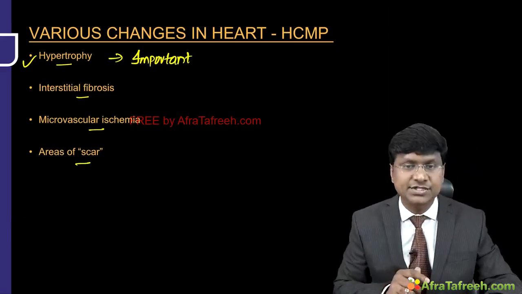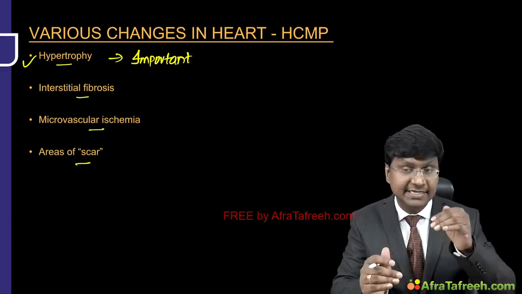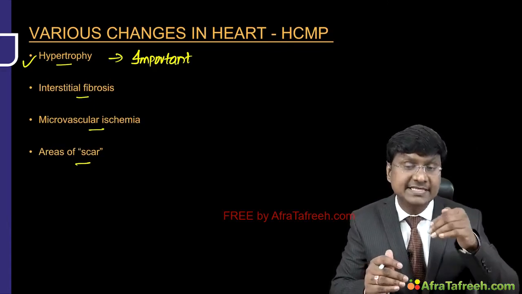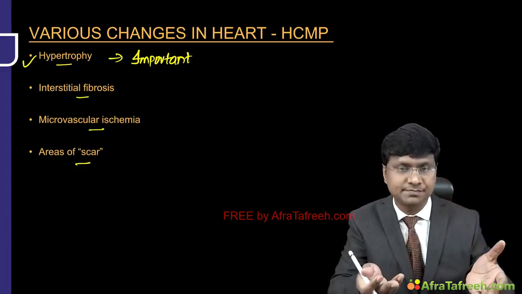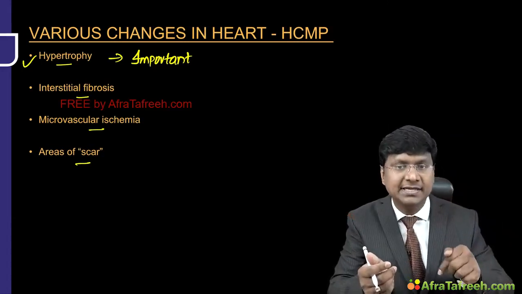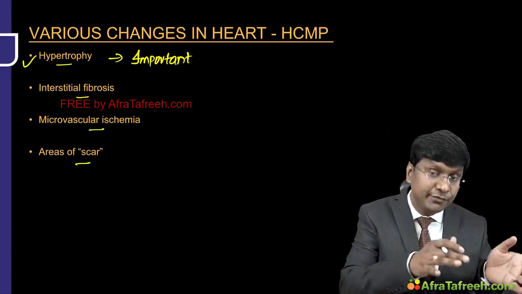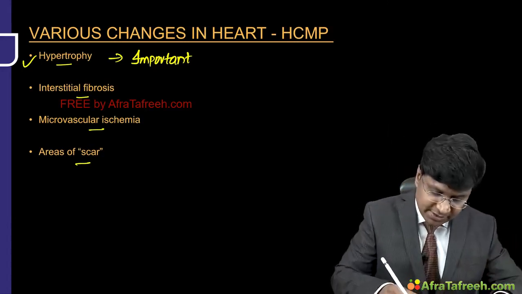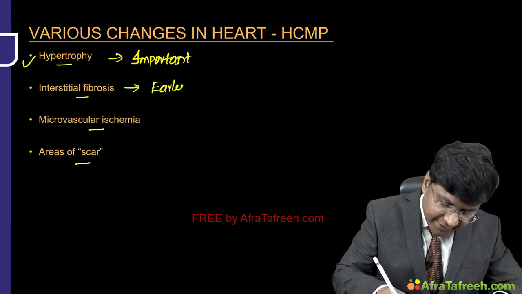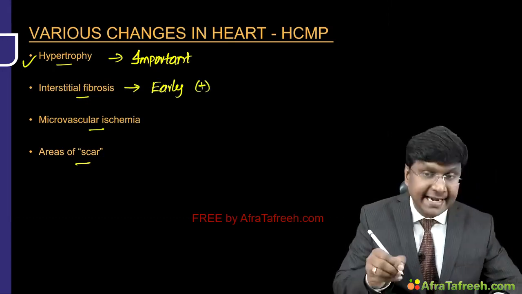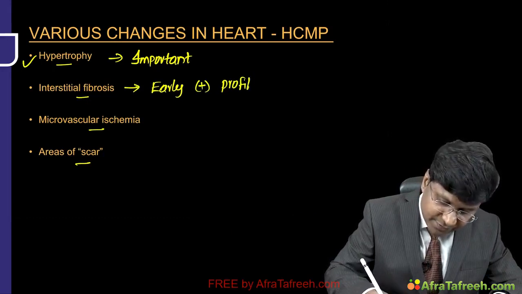Now, take this interstitial fibrosis. Interstitial fibrosis is detectable before the overt hypertrophy develops. And why do you have the interstitial fibrosis before the overt hypertrophy? This is because of early activation of pro-fibrotic pathways.